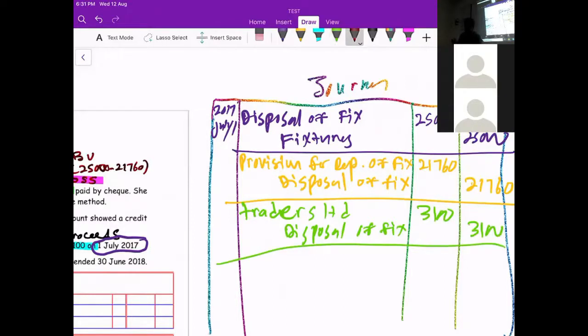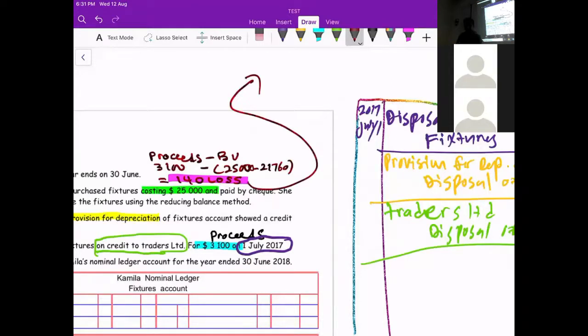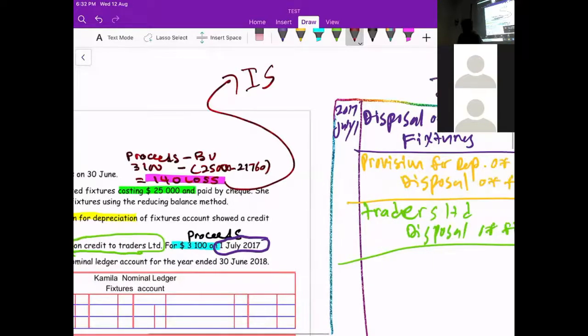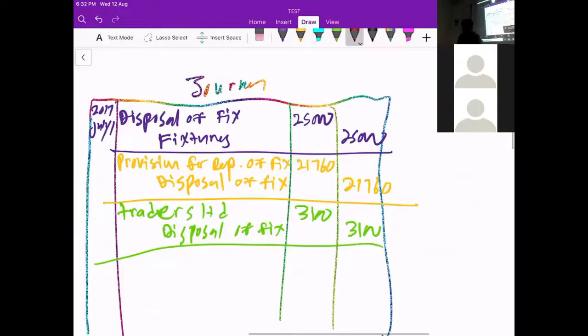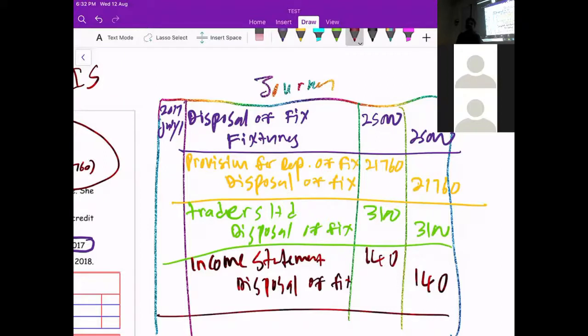And the last one, your loss. Okay, this is a loss, right? If it is a loss, income statement, debit or credit? Just now, profit is credit. Now, loss. Loss means expenses. Expenses will be debit. Very good, everyone. Okay, debit will be income statement, 1,140. Credit will be disposal of fixtures. Okay, that's it.